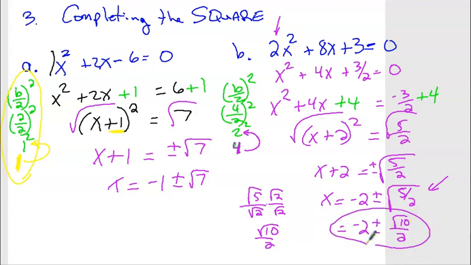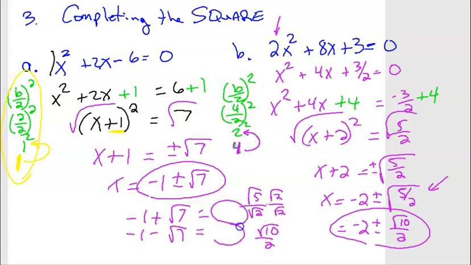All right, that's completing the square. But again, all of these answers are zeros or x-intercepts. If I plug that into your calculator, negative 1 plus the square root of 7, negative 1 minus the square root of 7, that gets me decimal answers. Those are decimal approximations, and that's where it crosses the x line.